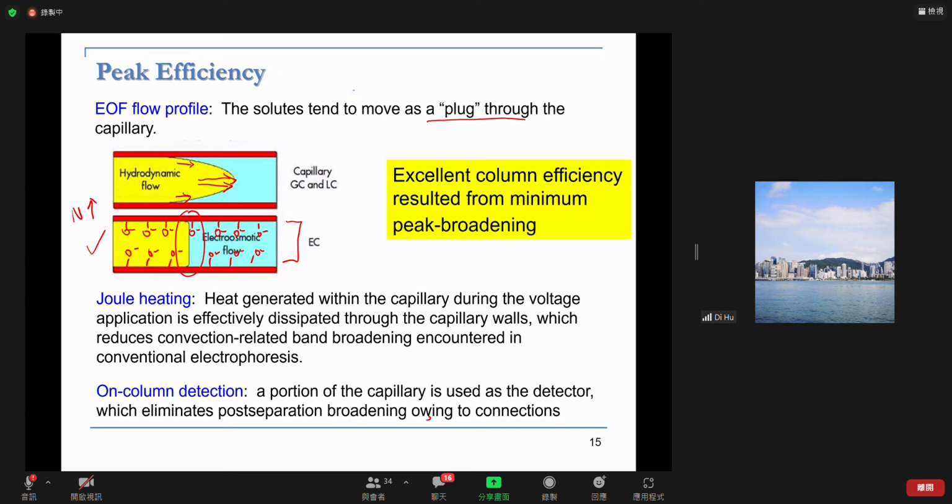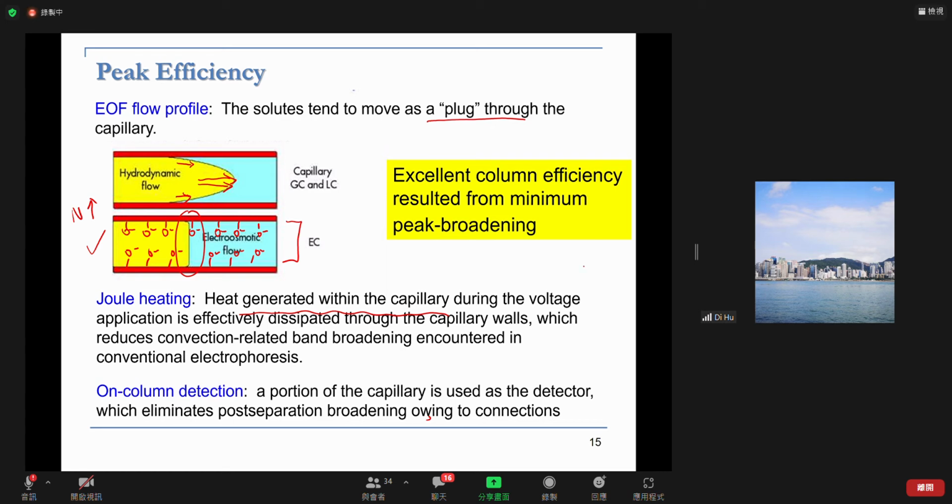Okay, so they're conductive media, so an electrical current actually is passing through this conductive electrolyte buffer. And then what happens is it will cause Joule heating. The heat will be generated within the capillary when the voltage is applied. So that means it needs to dissipate. You have to dissipate the heat through the capillary column wall, through the surface.